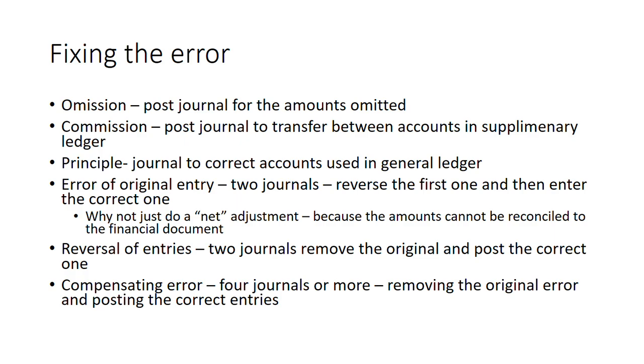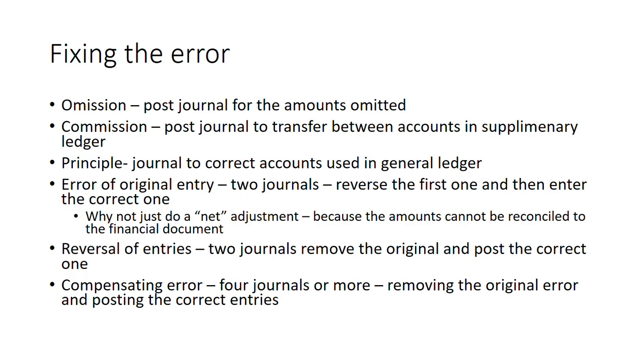We've then got this error of principal here, and we've got the figures in the wrong place. So all we've got to do really is do an entry that reverses the error and put it in the right figure. So that's just a single journal here to debit the vehicle expense and credit the vehicles. So that's how that one's done. So an error of principal will create one journal.